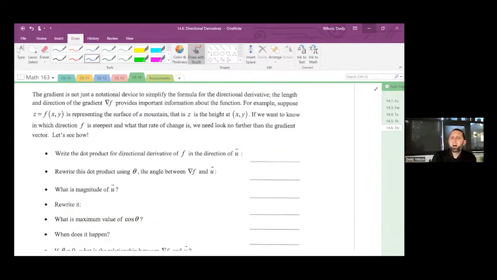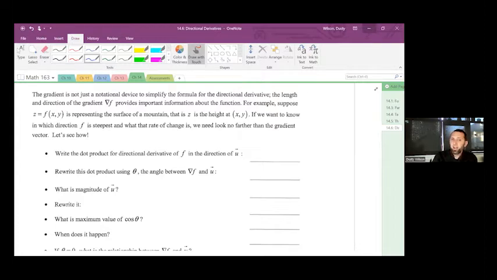The gradient is not just a notational device to simplify the formula for the directional derivative. The length and direction of the gradient del f provides important information about the function. For example, suppose z equals f of xy is representing the surface of a mountain.